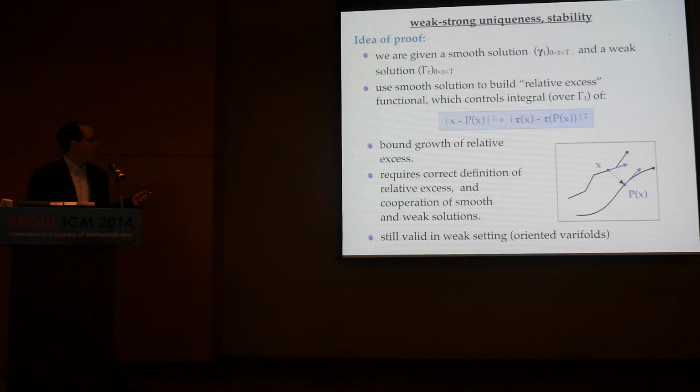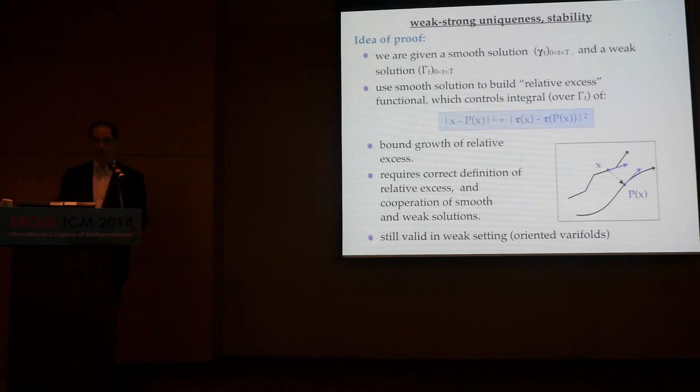And so what one does is one uses the smooth solution to build what I'll call a relative excess functional, which controls the integral of this quantity here. This refers to this picture here. X is a point on the rough curve, and P of x would be its projection on the smooth curve, so the nearest point on the smooth curve, the nearest point projection. So this relative excess will control both the distance from the rough curve to the smooth curve, and the distance between the tangent vector at x and the tangent vector at the nearest point P of x.